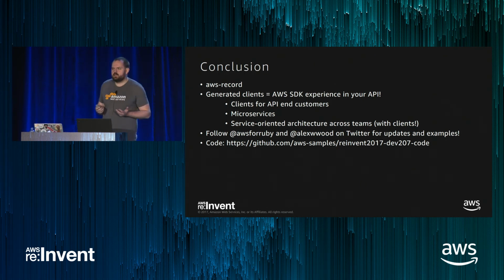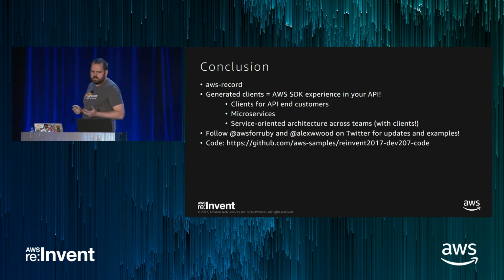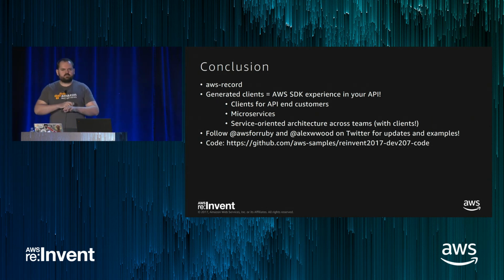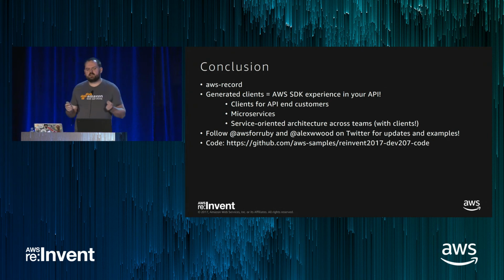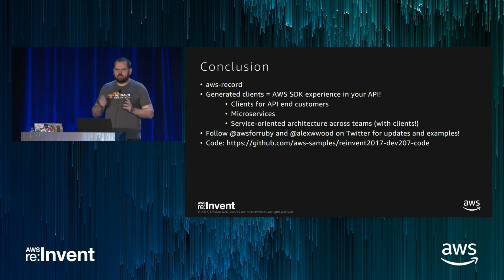Yeah, so again, what we built is a Rails API using AWS Record. We've generated clients automatically from that, and we've built an infrastructure around it. So hopefully this is something you find useful.